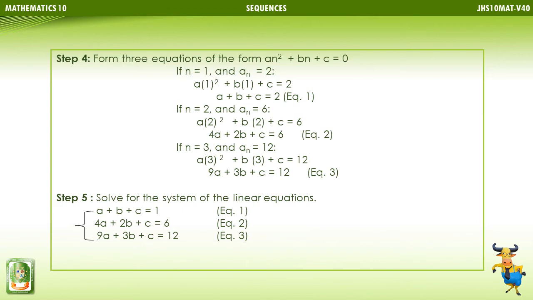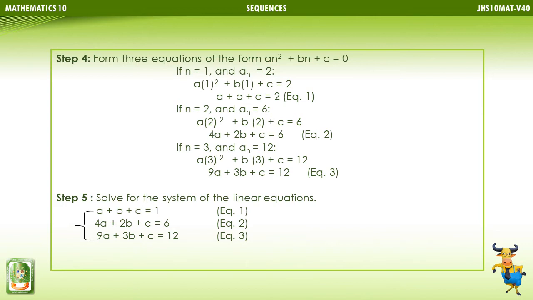If n equals 1, a times 1 squared plus b times 1 plus c equals 2. a plus b plus c equals 2. Equation 1. If n equals 2, and a sub n equals 6, a times 2 squared plus b times 2 plus c equals 6. 4a plus 2b plus c equals 6. Equation 2. If n equals 3, and a sub n equals 12, a times 3 squared plus b times 3 plus c equals 12. 9a plus 3b plus c equals 12.